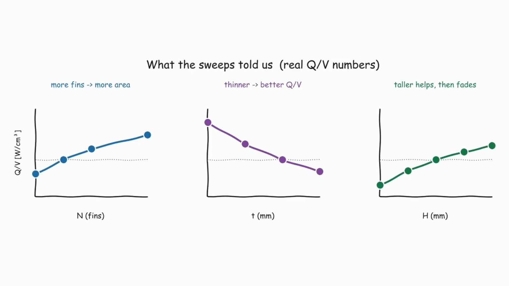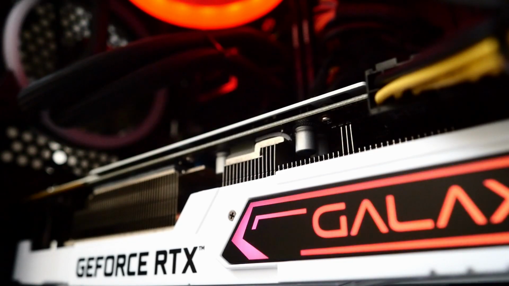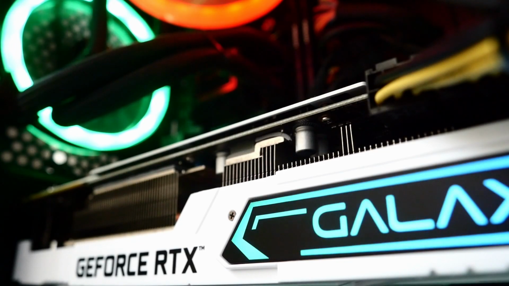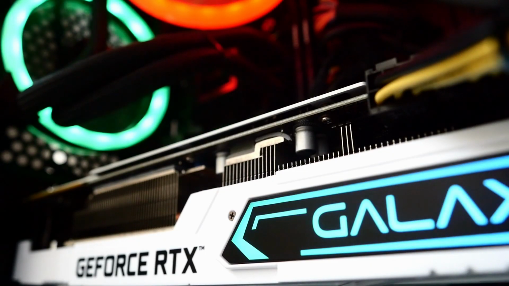Thickness, this is the big one. Thinner fins win hard. Going from 2 millimeters down to 1 takes Q over V from 1.08 all the way to 1.46. Our best single result so far. Why? The cooling surface barely changes with thickness, but the metal you spend does. Thinner fin, same heat, less volume.